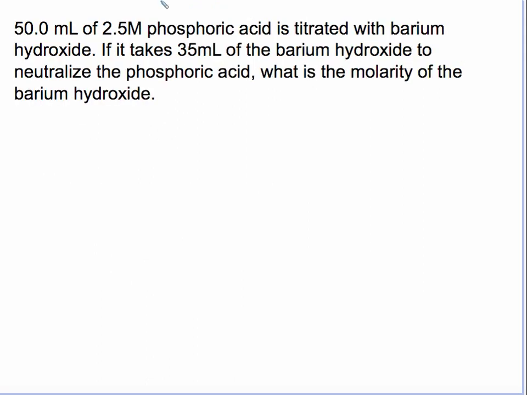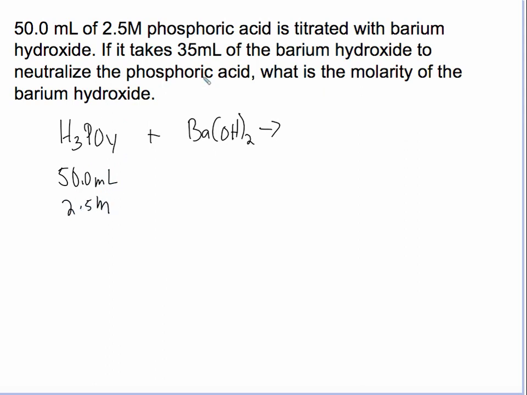Let's try another one. This one we've got phosphoric acid, H3PO4, and we're going to titrate that with barium hydroxide, Ba(OH)2. If we read it, 50 milliliters of 2.5 molar, so that goes here, is titrated with barium hydroxide. If it takes 35 milliliters of barium hydroxide, so that's right here with the barium hydroxide, what is the molarity of the barium hydroxide? So we're looking for the molarity of the base.